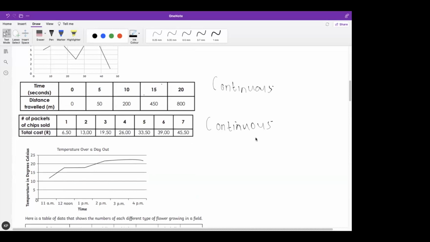Anyone? Smonguta says continuous, so does Voltari. Everyone else? 36 of you. Let's hear what we have to say. Continuous, continuous. So we're all agreeing that it's continuous. Why is it continuous? Let's see if we have a reason. Asamkele says it can be measured. Yes, it can.